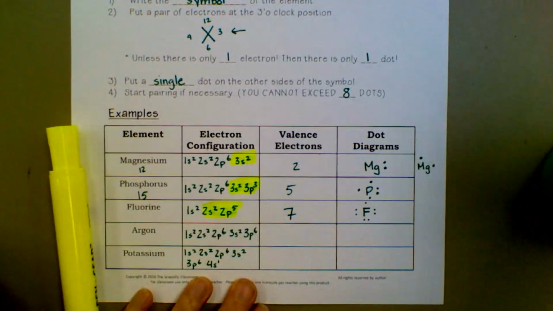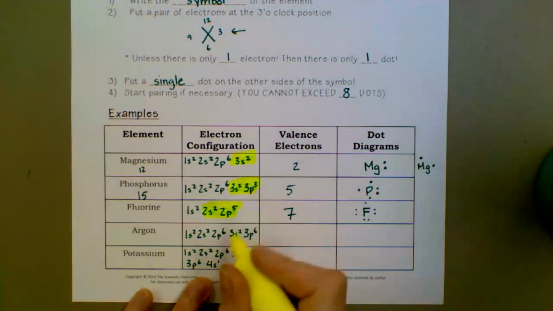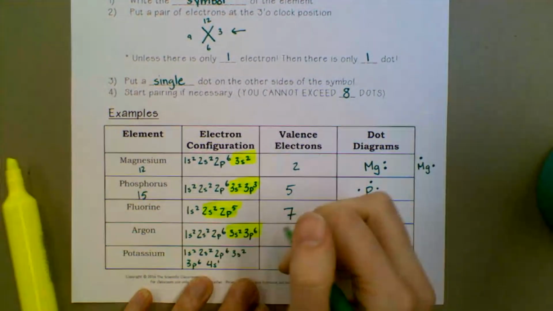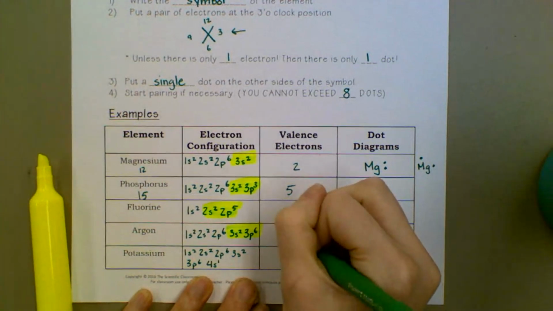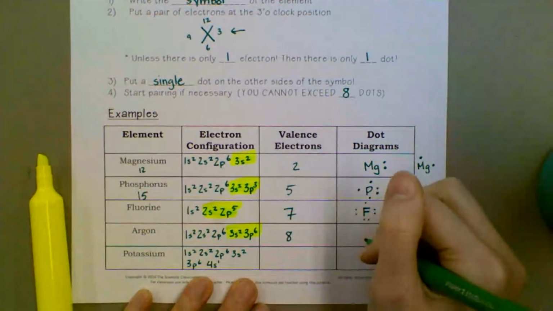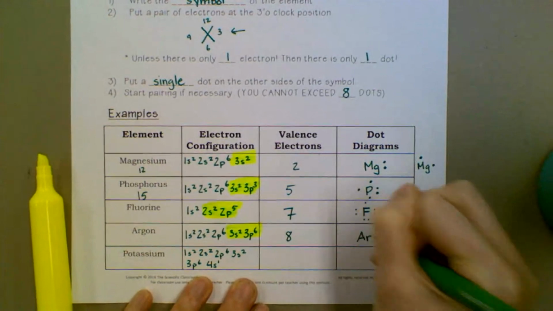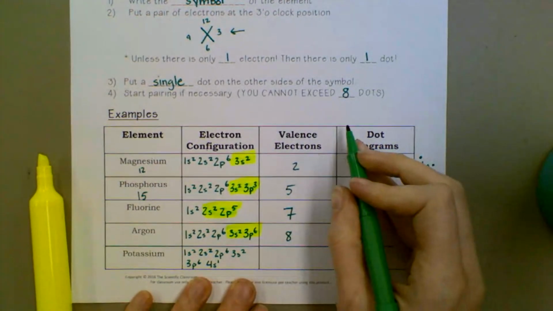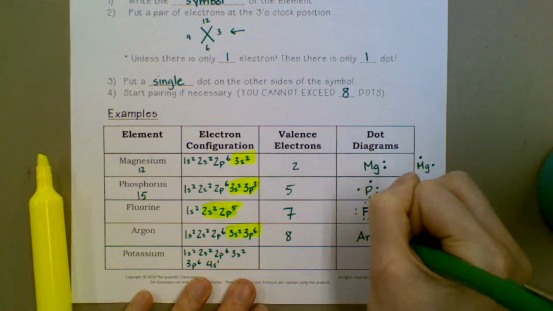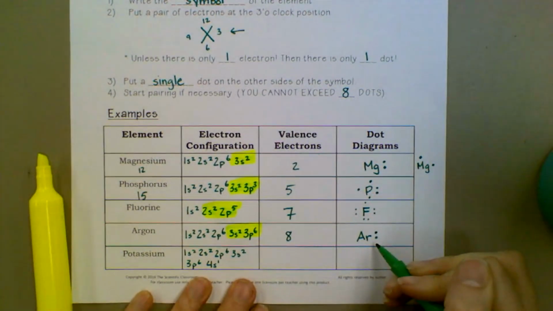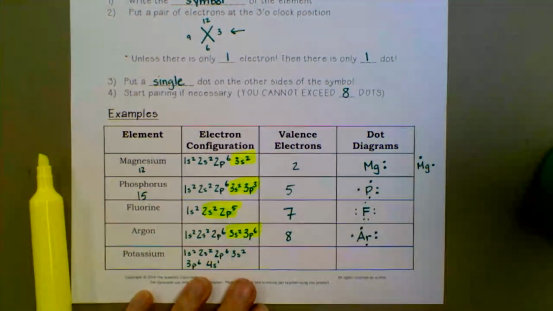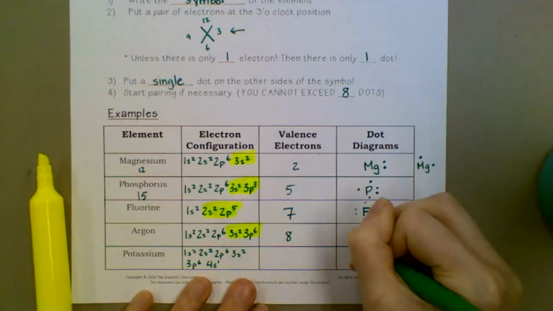Argon. I'm only looking at my valence electrons. My valence electrons in this one are in my 3rd level, my 3rd primary energy level. So I would have 8 valence electrons. If I have 8 valence electrons, I know that they're all paired because 8 is the total amount of valence electrons that I can have. I'm just going to do the process so you can see it one more time. I have 2 electrons on the side. 3, 4, 5, 6, 7, 8.